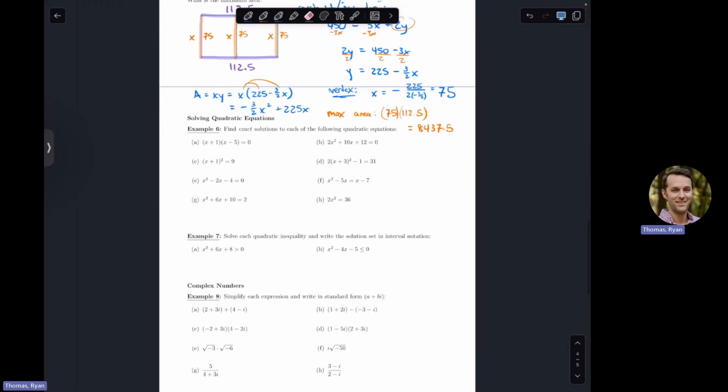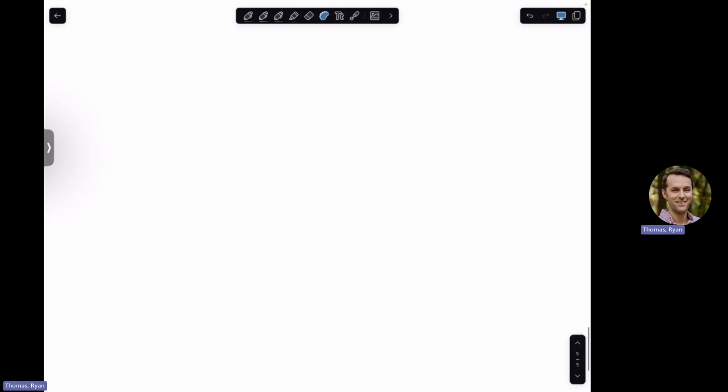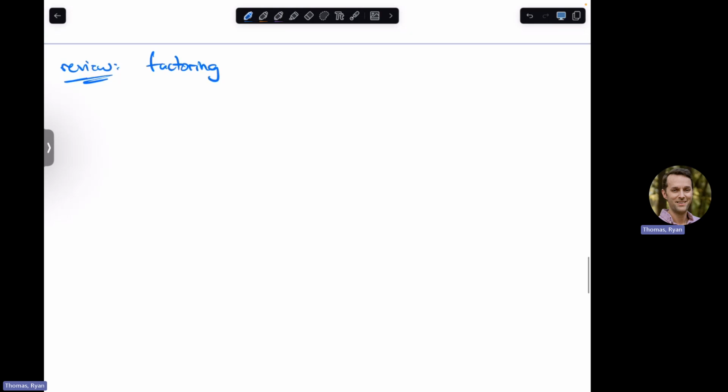So what we're going to talk about today is solving equations involving some kind of quadratic. There's a whole bunch of problems here that we'll have time to work on, but I'm going to start by doing a little bit of factoring review first. This is one of those things that is a prerequisite, but I know that what that means is not always the same for everybody. So let's just talk about it for a minute.